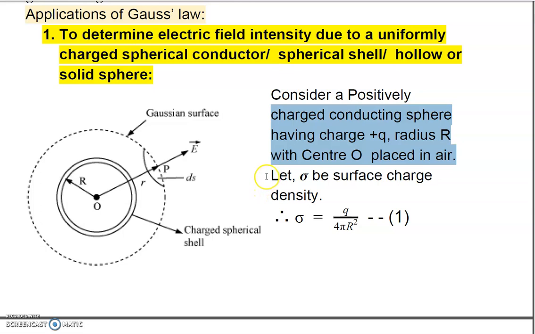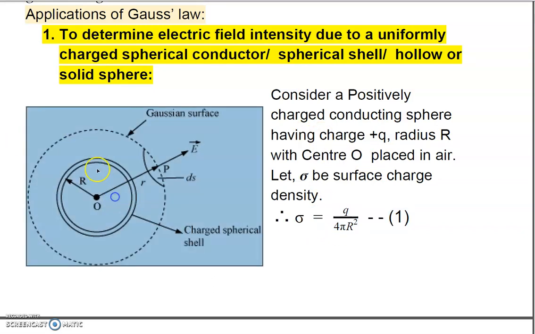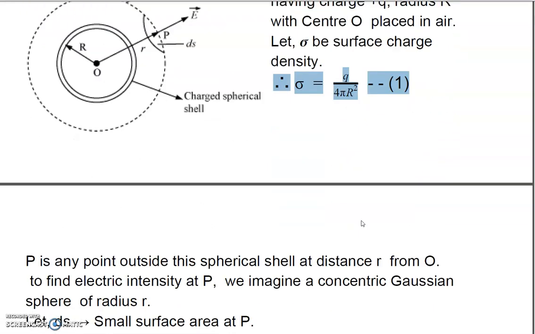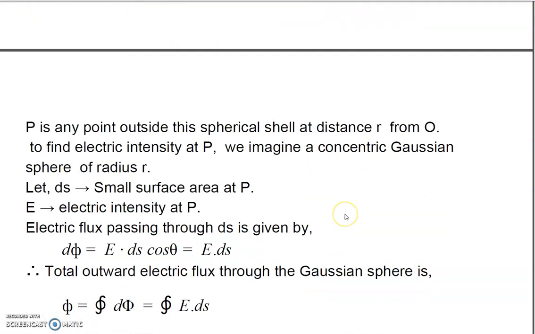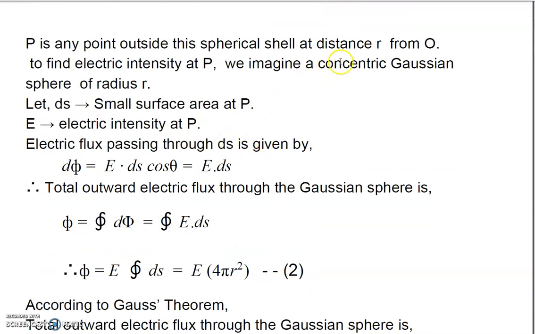Let sigma be the surface charge density, meaning charge per unit area. So sigma is equal to charge upon entire area. The total charge is q, and the total area of this conducting spherical shell is 4 pi capital R squared. So therefore you find that sigma is equal to q upon 4 pi capital R squared. Now P is any outside point which is at a distance small r from the center O.